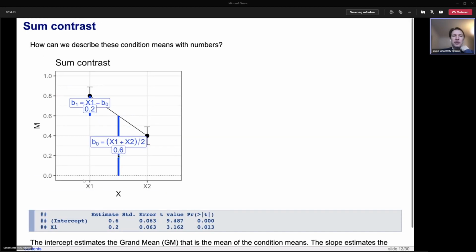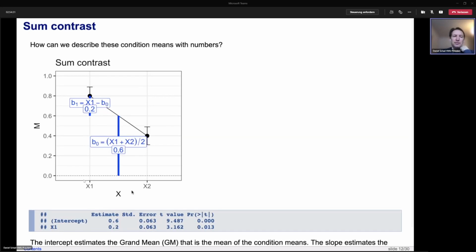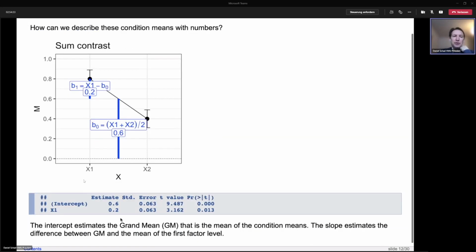Note, if you do the same with the sum contrast and you find this, you have to multiply it by 2. Not too difficult an operation, but if I want to know the difference between x1 and x2 in this situation, I have to take 0.2 times 2 to know the difference between these two factor levels. Okay.